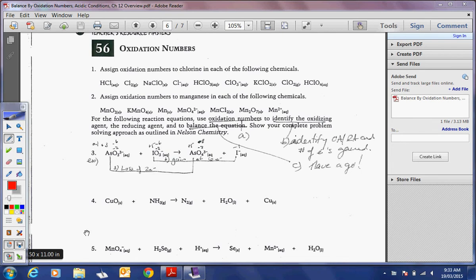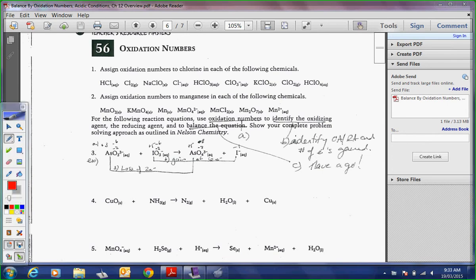Here we go. Number 1 and 2, let's just do a couple of these together on the board. Let's do some tricky ones. What is the oxidation number of Cl2? 0. Everyone? 0. Good.